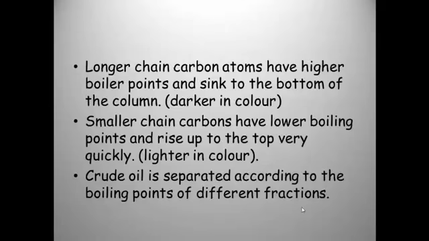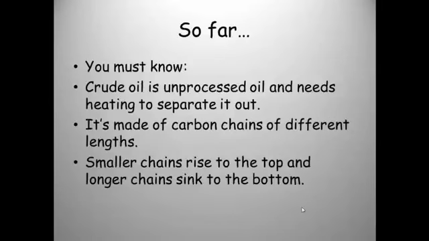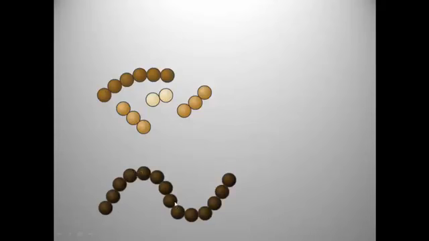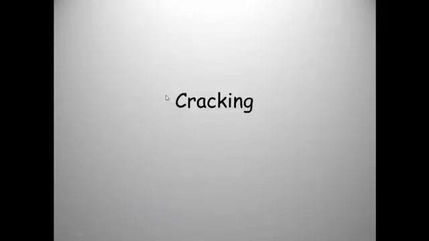Smaller fractions with only a few carbon atoms have a lower boiling point and rise to the top. Larger hydrocarbons with lots of carbon atoms sink to the bottom and have higher boiling points. So that's what we need you to know. Obviously this shows larger hydrocarbons and this is a smaller one, so these are going to have lower boiling points than this. This is going to sink to the bottom with a higher boiling point, and this is small, so it's going to have a lower boiling point.